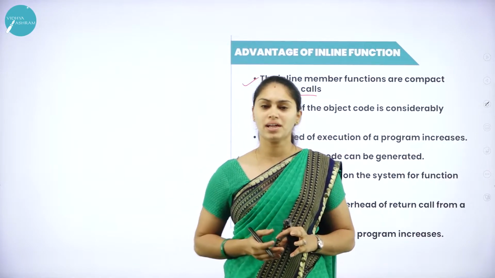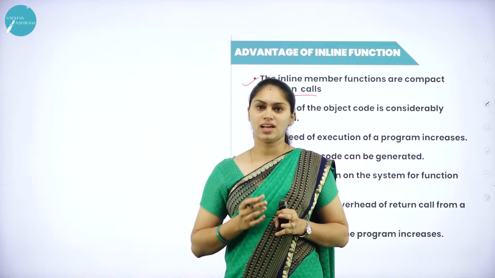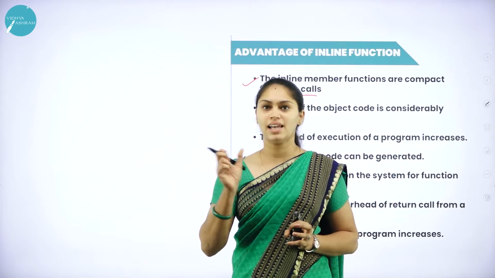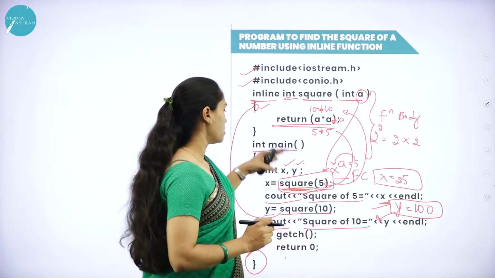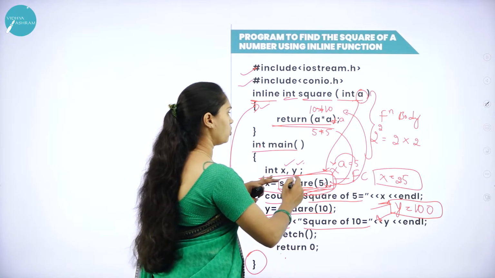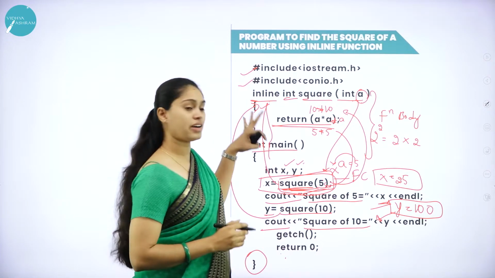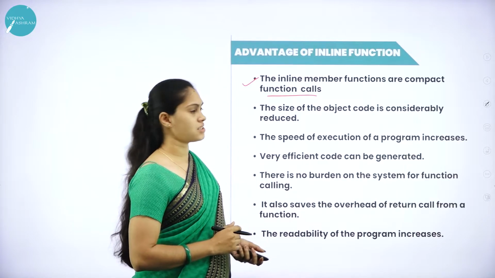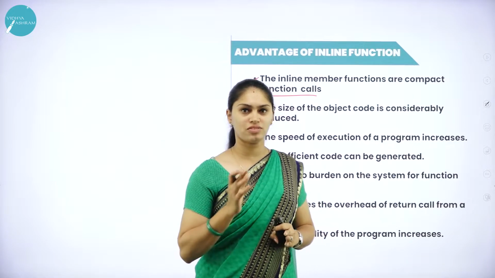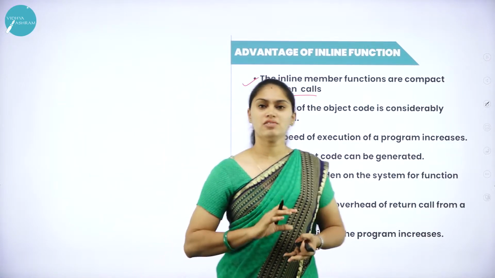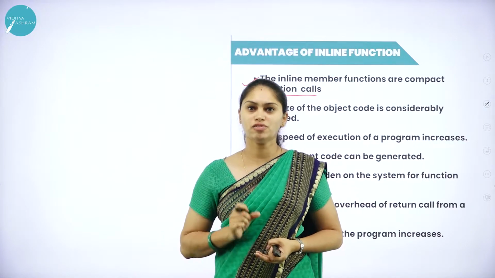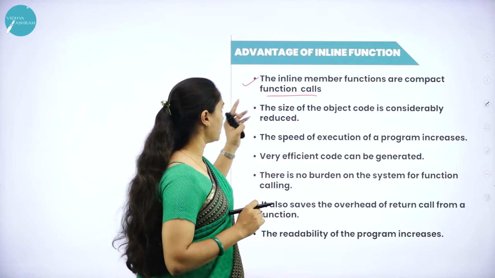Whatever the function body comprises, everything will be packed into a single line of code. So what does it mean here? This x is equal to square of 5 will hold all the function body in a single line. That is nothing but compact function calls. By making use of the inline function, the body of a function, everything, will be packed under a single line of code. So that is the first advantage.